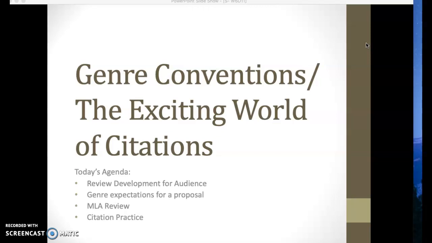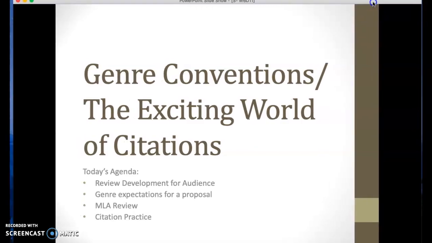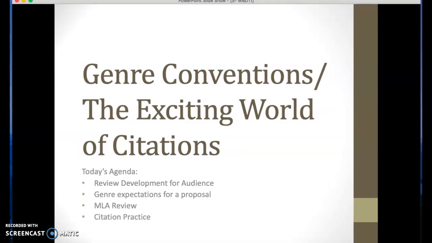So today we are going to be talking about genre conventions. This is mentioned in your A2 requirements sheet. So we're going to go a little bit over what it's going to look like to write a proposal. As we mentioned last week, this is a kind of assignment that you're probably not going to be as familiar with as you are with, say, a research argument or something like that.